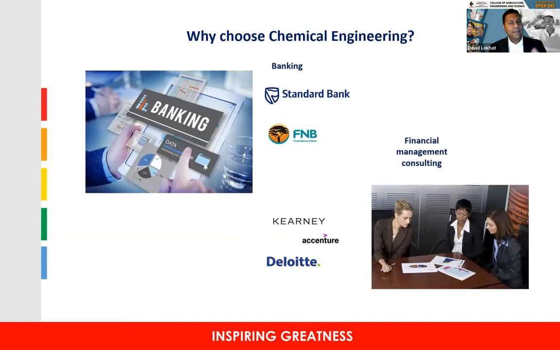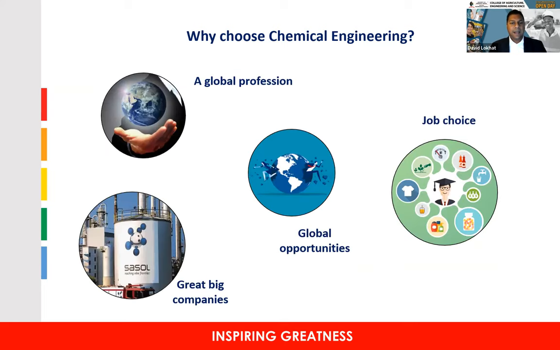But also recently, there's been a shift to the non-conventional industries such as banking and financial management consulting. And these companies are really interested in the skills that chemical engineers have. So the systems thinking that we spoke about earlier, optimization of processes, being able to analyze and find solutions to complex problems. And with these opportunities come the ability to work for great big multinational or national companies that, again, are able to enrich your career experience and give you a much bigger perspective on your part in the global scene.